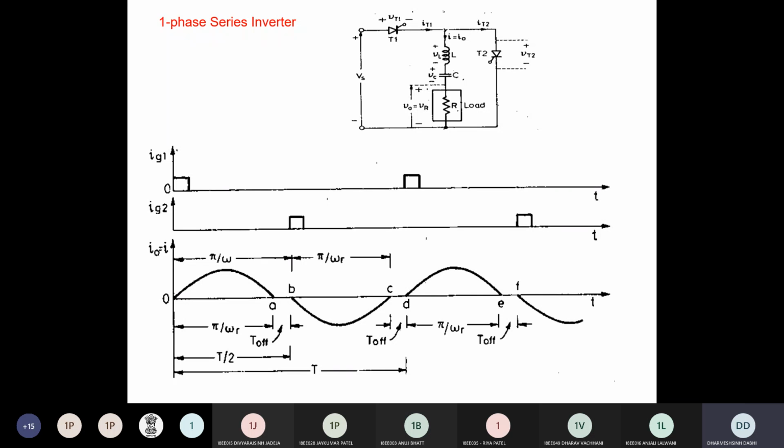Series inverter? Sir, how do we find this omega r frequency? The on time is pi divided by omega r, so what frequency is this omega r? That is the angular frequency, 2 pi f, in radians per second. See, pi divided by omega r is the time. You convert this frequency or this angle into time.